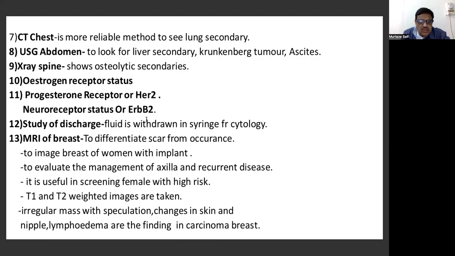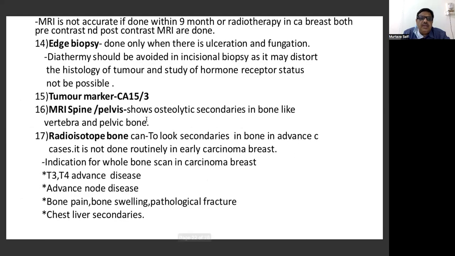T1 and T2 weighted images are taken. Irregular mass with spiculation, change in skin and nipple, and lymphedema are the findings in carcinoma breast. MRI is not accurate if done within 9 months of radiotherapy in carcinoma breast. Both pre-contrast and post-contrast MRI are done. Incision biopsy is done only when there is ulceration and fungation. Diathermy should be avoided in incisional biopsy as it may distort the histology of the tumor, and study of hormone receptor status will not be possible.